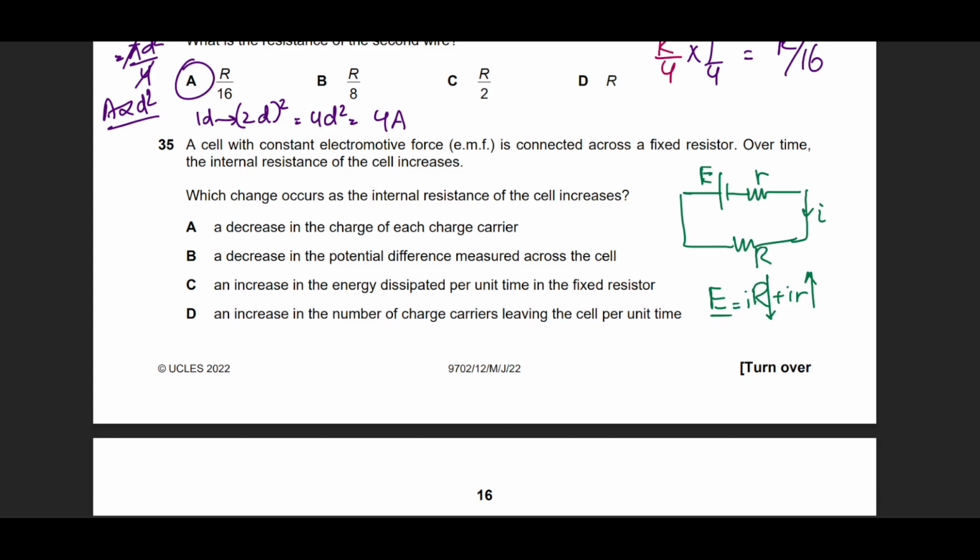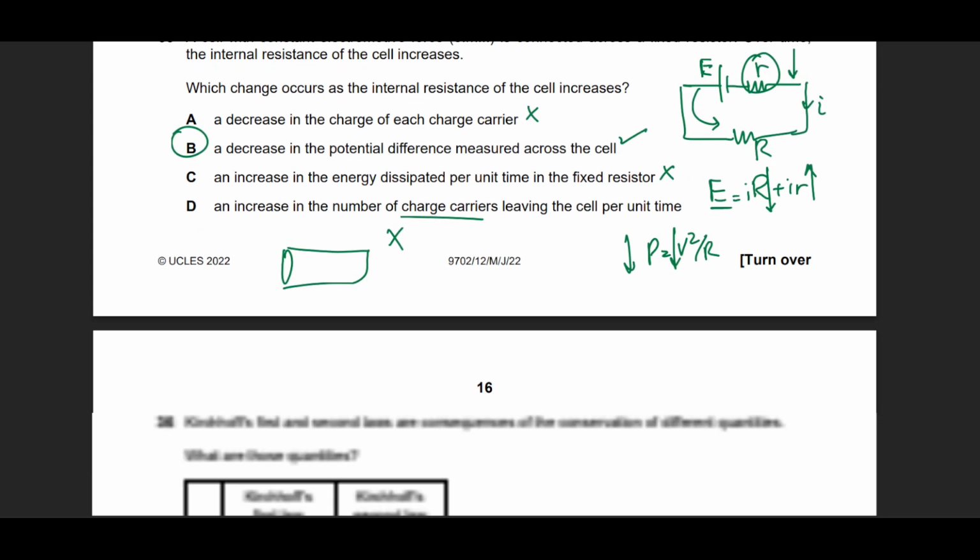What changes occur as the internal resistance of the cell increases? Okay, a decrease in the charge, no. A decrease in the potential difference measured across the cell, yes. When internal resistance increases, lost volts increase, and if the lost volts are increasing, you will get less and less voltage with the passage of time. An increase in the energy dissipated per unit time, no, it will not be possible because you're getting less voltage, so the energy dissipated will be lower than before because power is also equal to V squared by R. You're getting lesser voltage, you're getting lesser power. An increase in the number, no, charge carriers do not depend on this. Charge carriers depend on the material itself, the number of electrons per unit volume. So B was the closest answer.